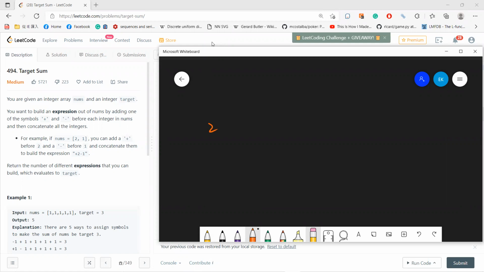For example, let's say 2 and 1. Then you can create plus plus, or plus and minus, right? So minus 1 is also okay. So you can create something like 3, 1, minus 2, okay? And you have a target. And then you need to return the number of different expressions that you can build.